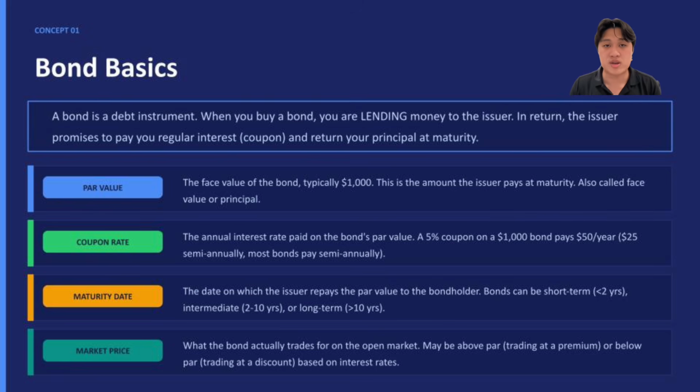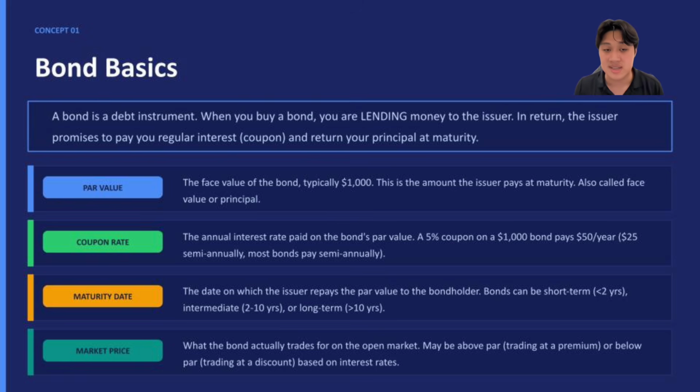Let's look at the different parts of a bond. We got par value, which is the face value of a bond. Typically, it's represented as $1,000. This is the amount the issuer pays at maturity, also called face value or the principal. Coupon rate. The coupon rate is the annual interest rate that is paid on a bond's par value. At a 5% coupon, the bond pays $50 per year, which is $25 semi-annually.